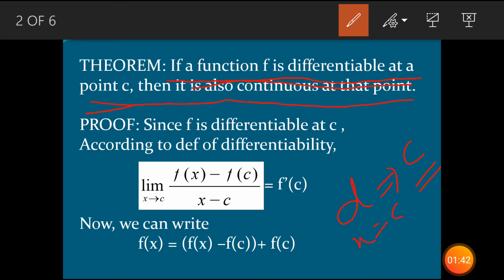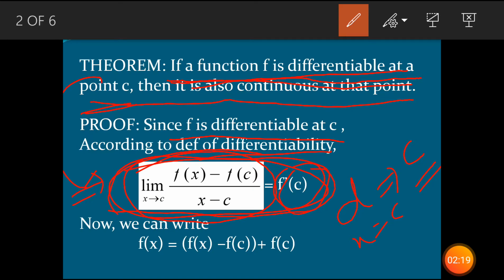So if f is differentiable at c, then according to the definition of differentiability, the limit as x tends to c of (f(x) minus f(c)) upon (x minus c) equals f dash c. So if a function is differentiable at a point c, then we can conclude that this limit exists finitely. This can be represented as f dash c. So this is whatever was given to us, and we have written this statement with the help of the definition.